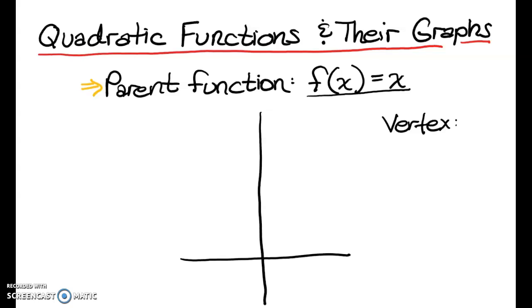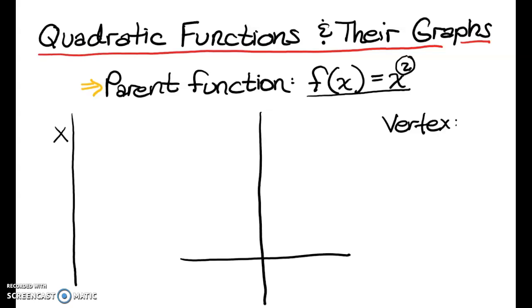All right, so the parent function of a quadratic equation is f of x equals x squared. Quadratic means that the degree of the equation is 2. So all graphs with degree 2 are going to have a certain look about them. So let's find out what this graph looks like.